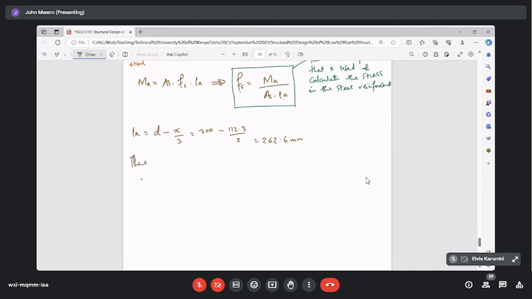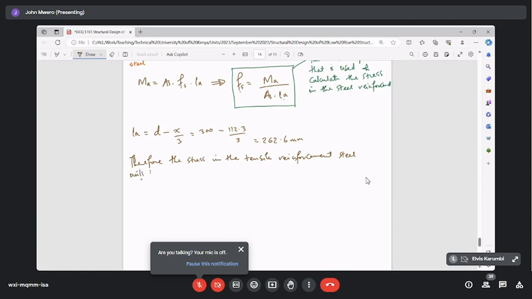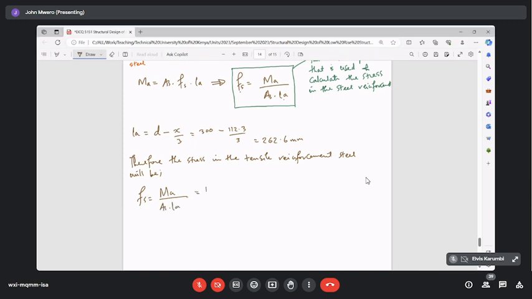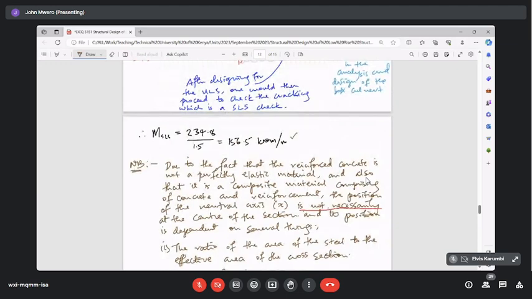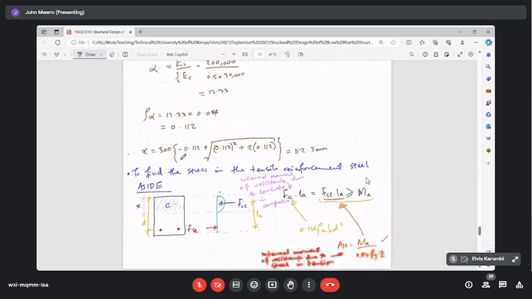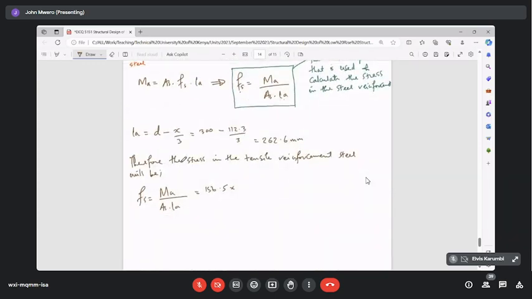Therefore, the stress in the tensile reinforcement steel will be Fs. We're just borrowing that equation there: MA divided by AS LA, with MA of 156.5. You remember this is our serviceability limit state bending moment. That value there, which we calculated right at the beginning of the calculation. So because cracking is a serviceability limit state consideration, we use serviceability limit state loads.